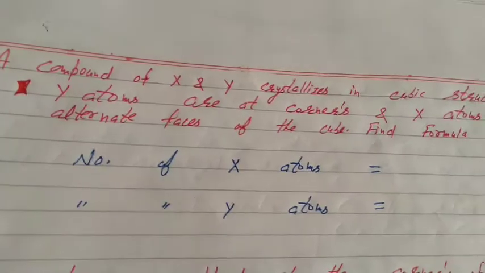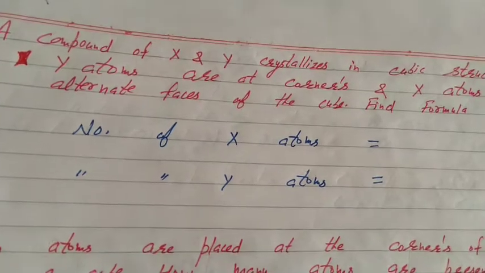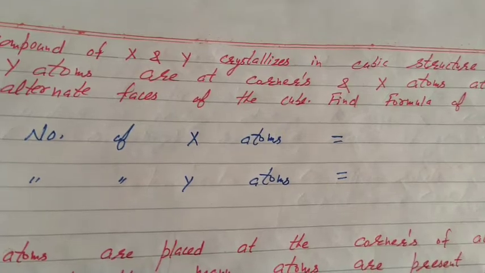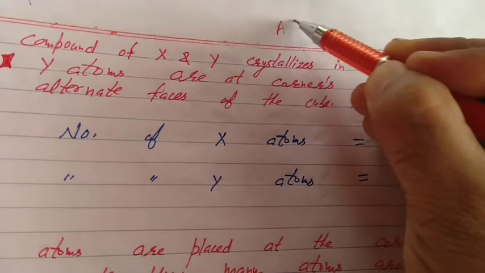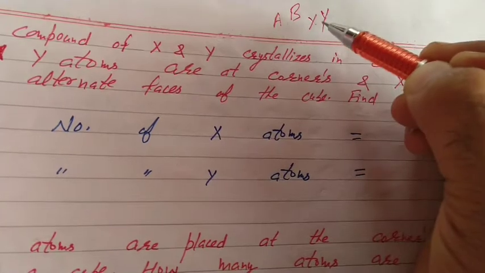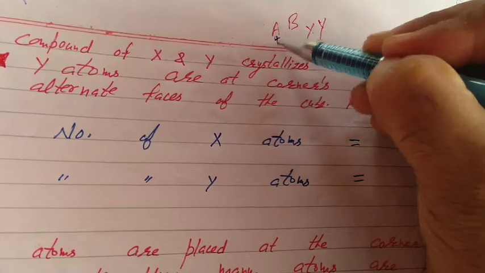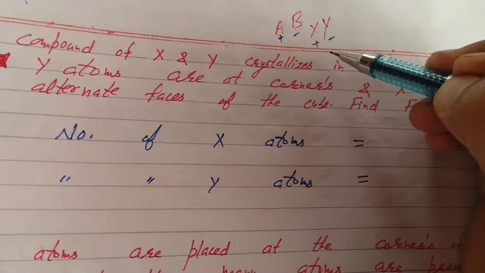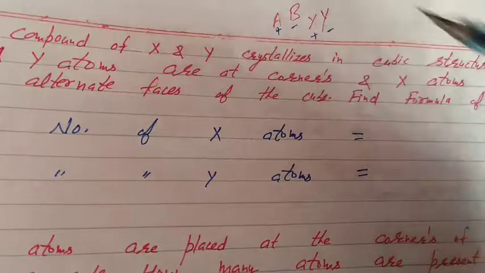A compound XY crystallizes in cubic structure with Y atoms at corners and X atoms at the alternate faces of the cube. Find the formula of the compound. Students, whenever symbols are mentioned, AB, XY, alphabets in the symbol, the alphabet coming first is always considered as cation. It is the cation part, the second is the anion part. XY: X is the cation part, Y is the anion part. Whenever alphabets are mentioned in the symbols, the alphabet coming first is cation and second is anion.